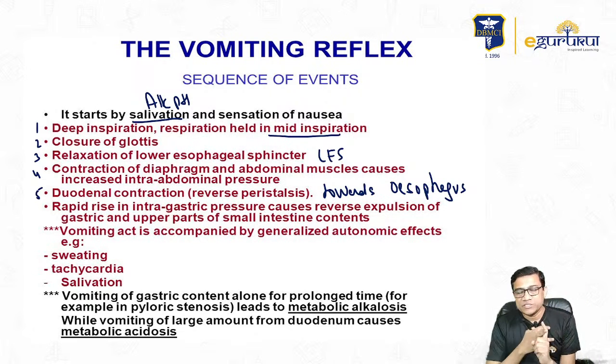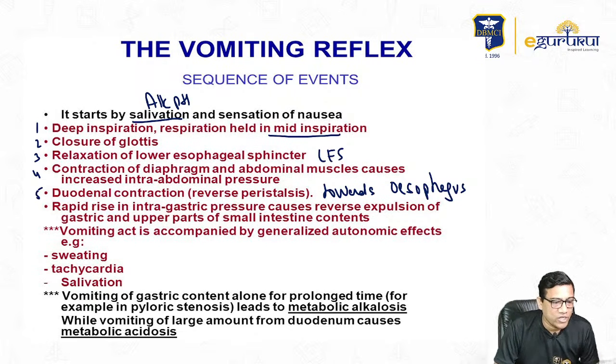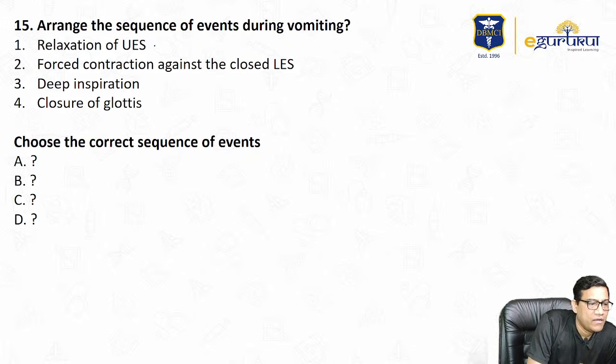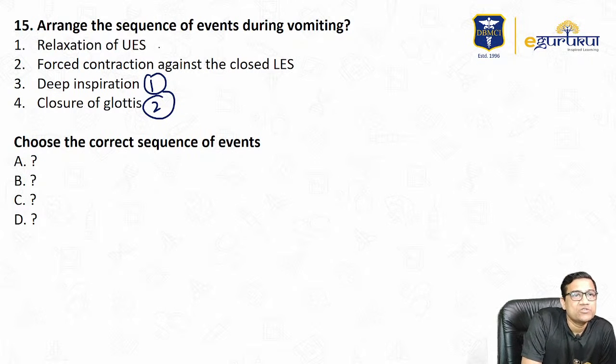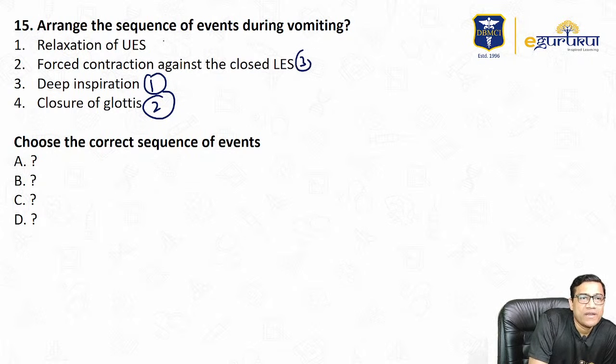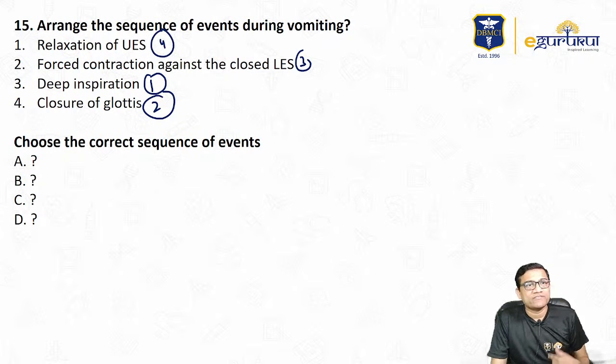So what is the order? Inspiration, glottis close, sphincter relax, then contraction of the diaphragm, and then duodenal and gastric contraction. So what will be the sequence? Deep inspiration, number 1. Then there is closure of the glottis. Clear? Then yes, there's relaxation of the upper esophageal sphincter. So this relaxation and forced contraction against a closed LES will be occurring. And then last would be the relaxation of the LES, and that will cause the thing.